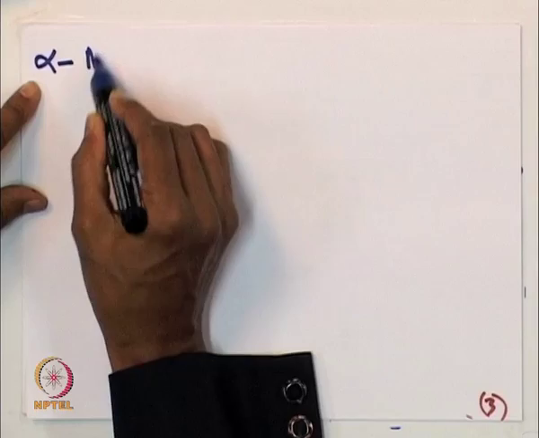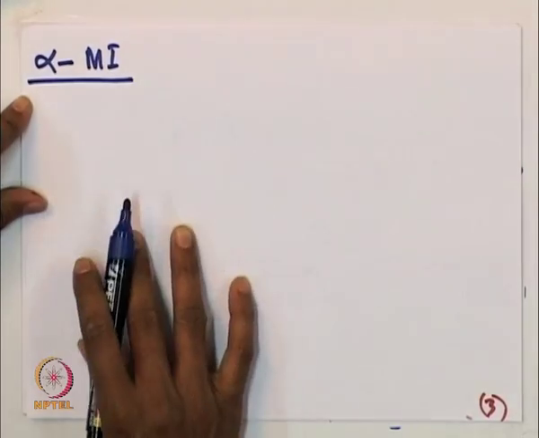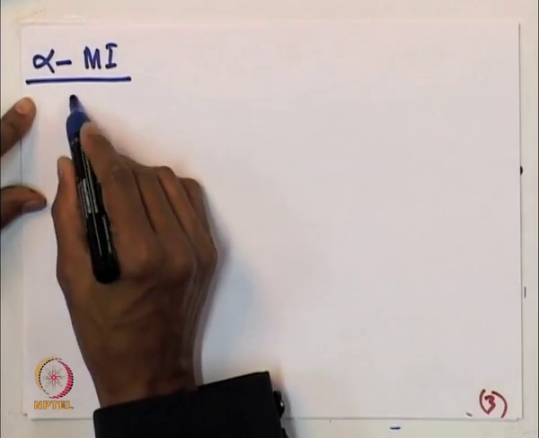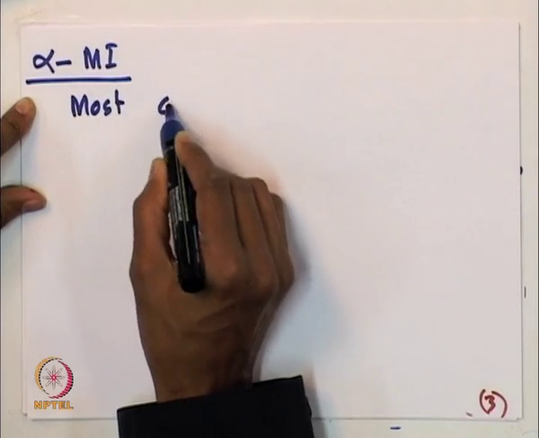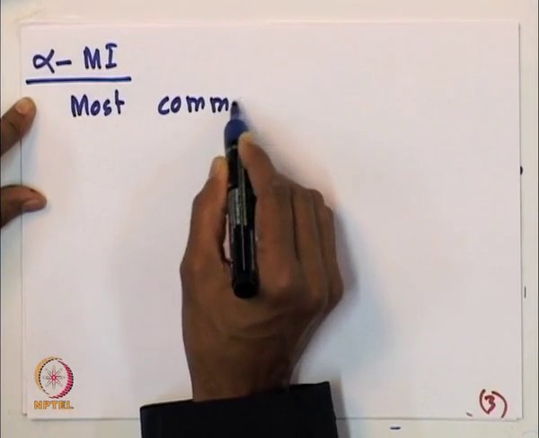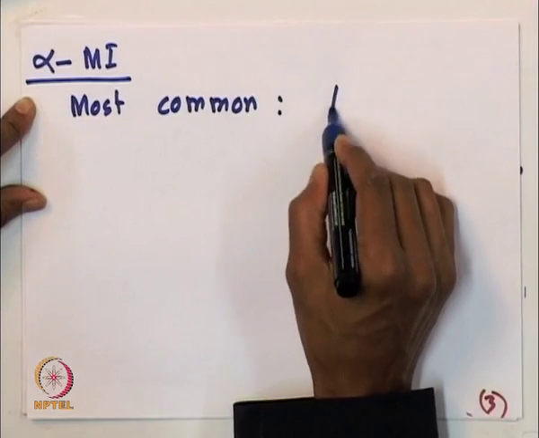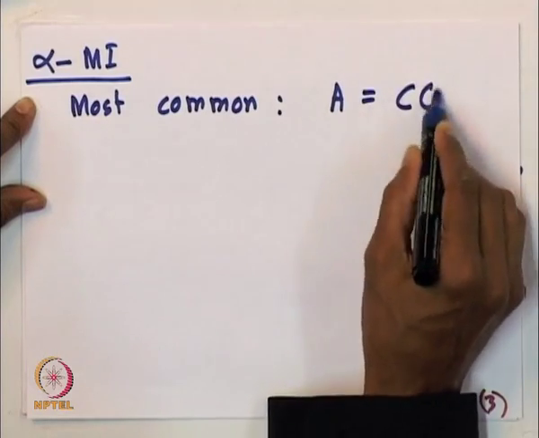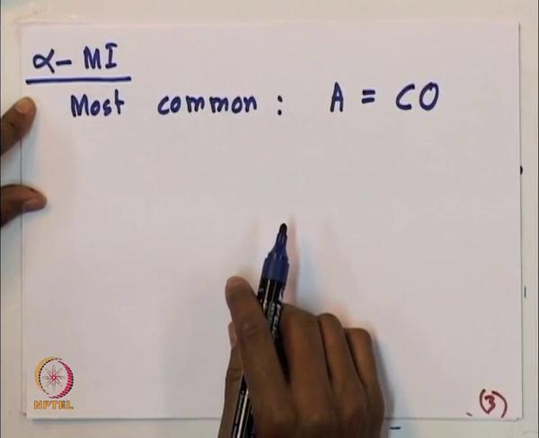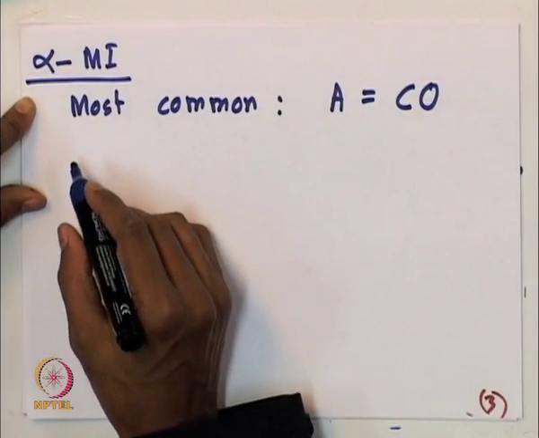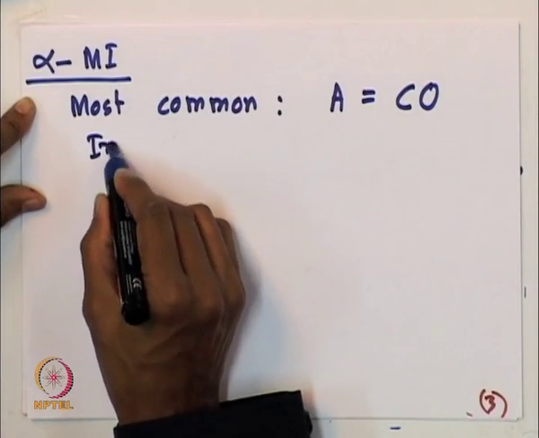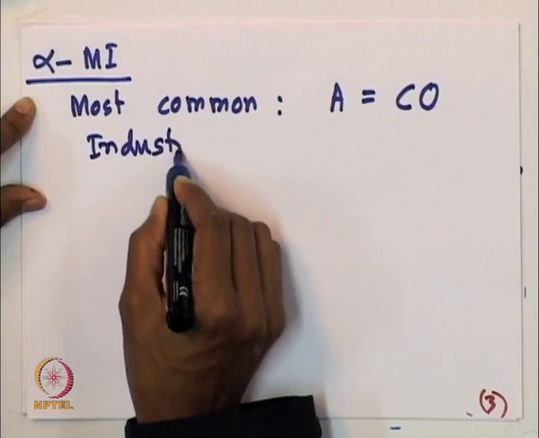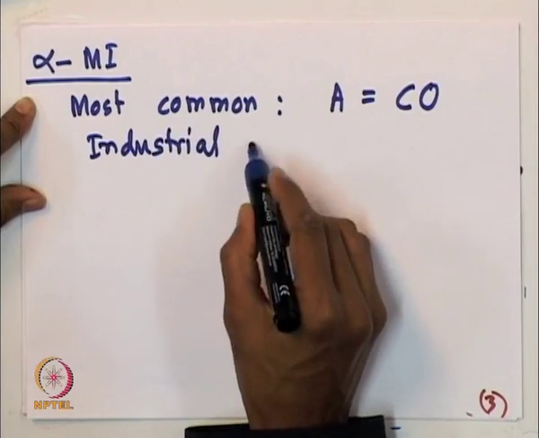Let us look at some more examples of alpha migratory insertion. So, we are discussing alpha migratory insertion. Most common, of course, most common of these processes are when your A equals carbon monoxide, right, and usually you have a lot of industrial application with such species.